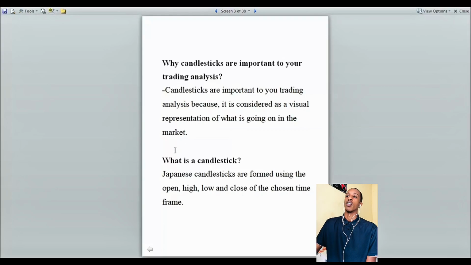The second question is, what are candlesticks? Whoever doesn't know anything about forex starts to ask themselves what candlesticks are. So Japanese candlesticks are formed using the open, high, low, and close of the chosen time frame.